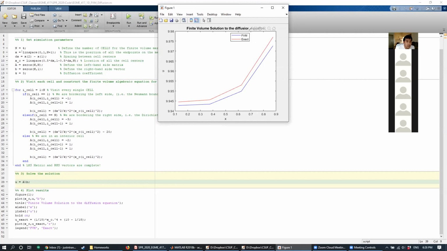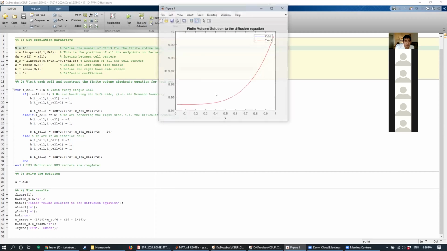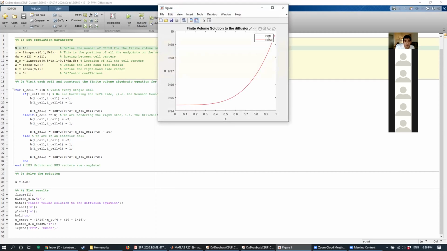And then as we increase the number of cells, so let's add a 0 here. So let's make this 40. So we know that as we refine our grid, then our solution will get more accurate. So we run the simulation, and you can see that we reach really good accuracy. So you can't see it, but there are 2 curves in here. So there's one basically right on top of the other.